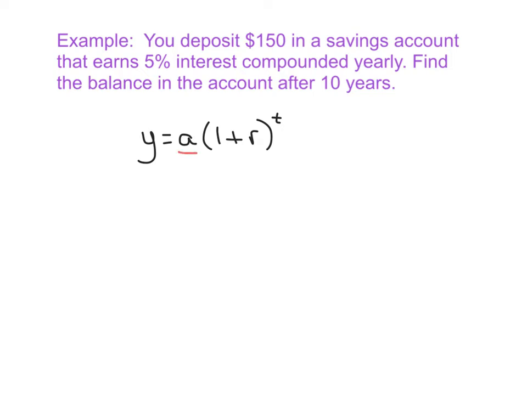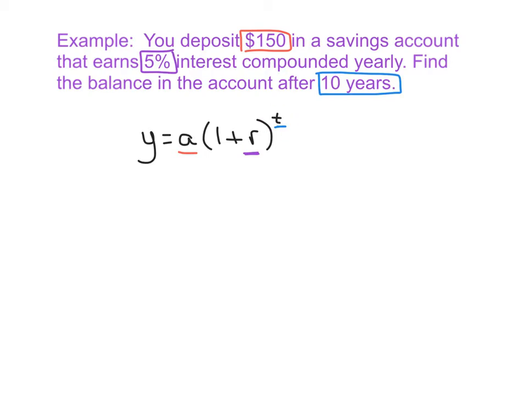Let's take a look first at a, the original amount. You deposited $150, so that's your original amount in your savings account. Second, the rate is shown in this problem: a savings account that earns 5% interest. That is the interest rate, so that will give us the number for r. Lastly, we have t, and it asks what's the balance in the account after 10 years. So 10 is our value for t. We're going to put those values in, and we'll be able to simplify and find out what our balance is, which is going to be our y value after 10 years.